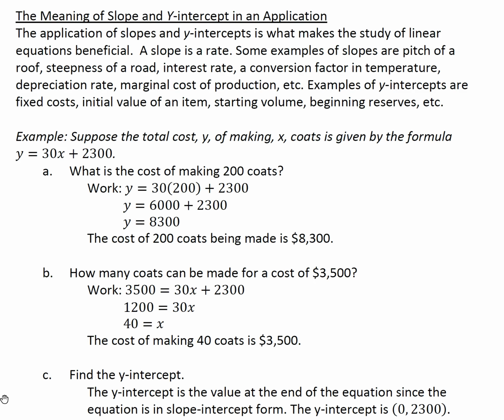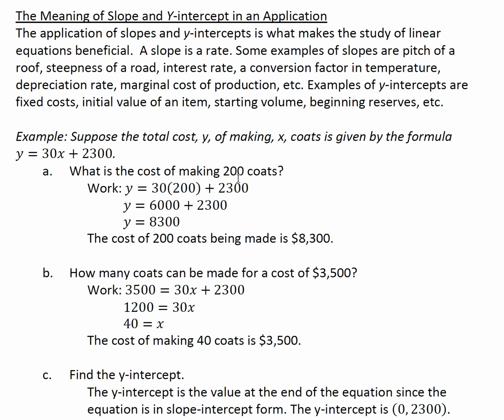coats is given by the formula y equals 30x plus 2300. So it's important to emphasize that the y is standing for total cost, and x is standing for the number of coats. That'll help us as we answer the following questions. Question A, what is the cost of making 200 coats?